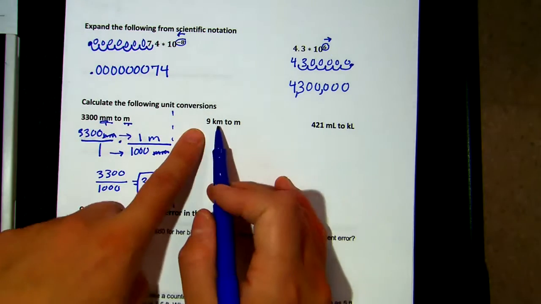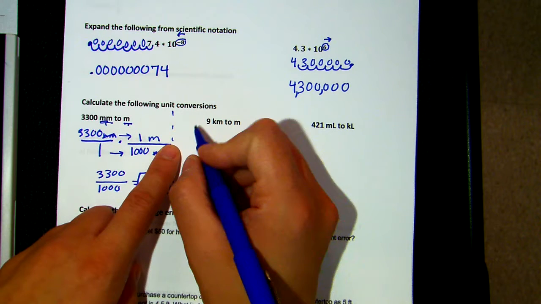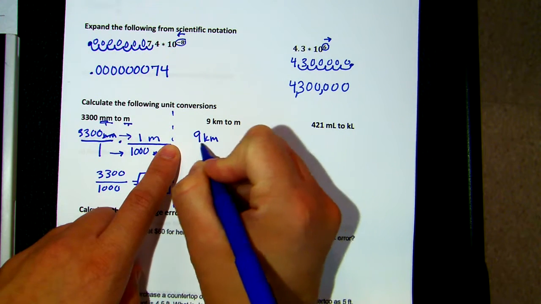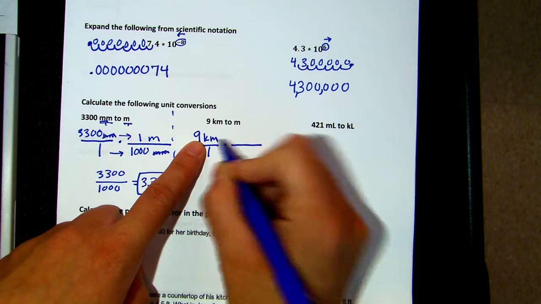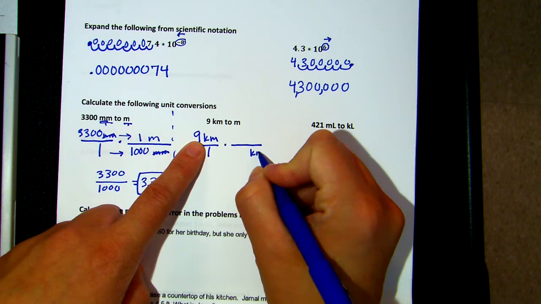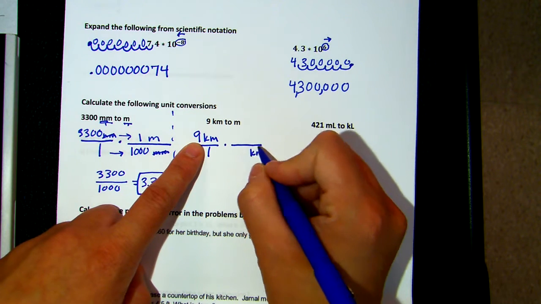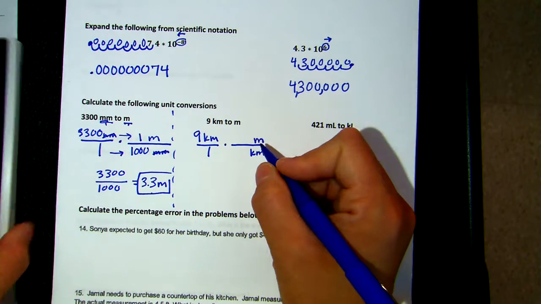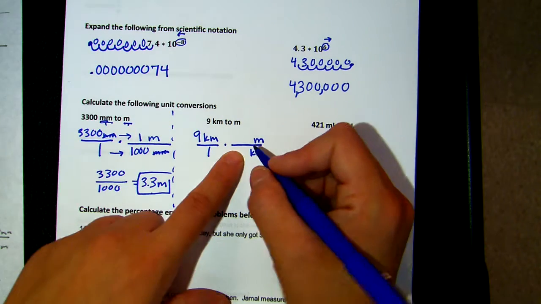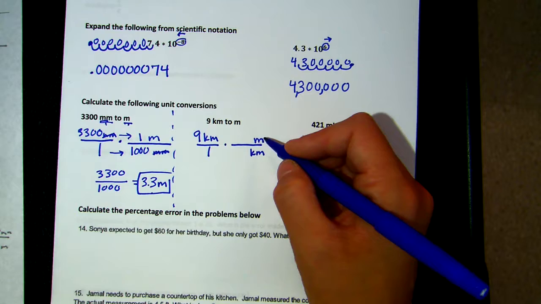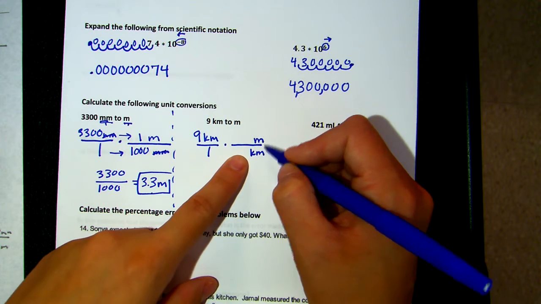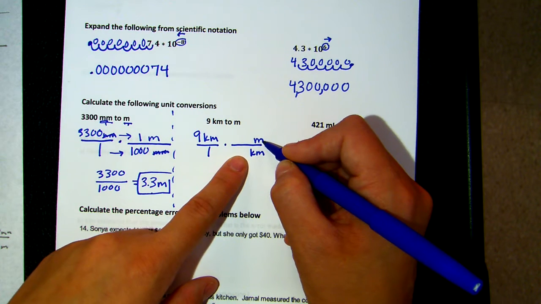Next one, I'm starting in kilometers. So I always start with what I'm given over 1, times kilometers on the top here. To cancel it, I have to put kilometers on the bottom here and meters on the top. Now let's refer to my handy sheet to see how many kilometers are in 1 meter or how many meters are in 1 kilometer, because this is the smaller unit, right?